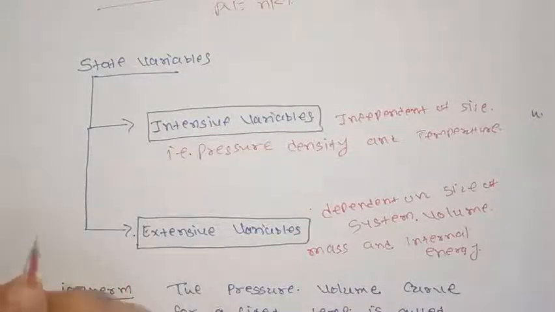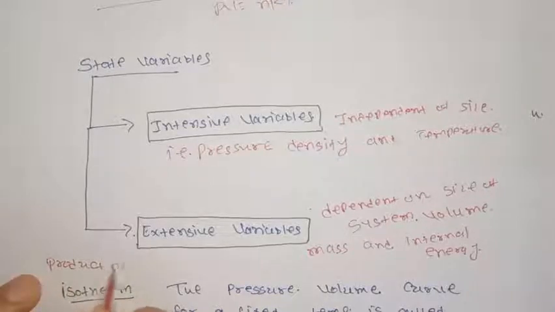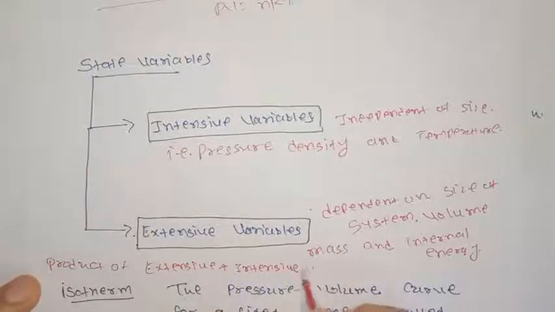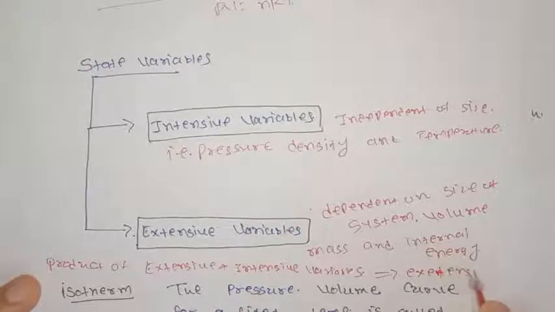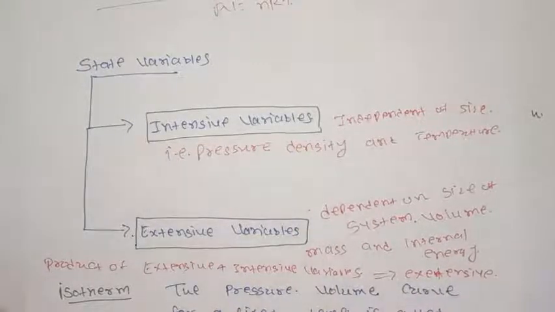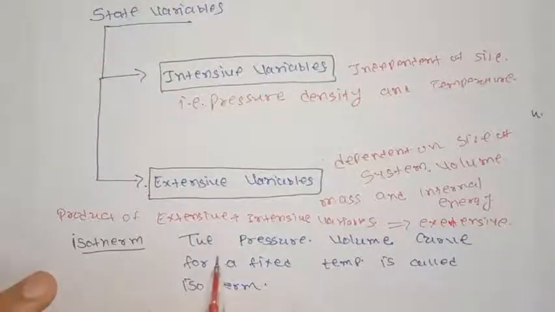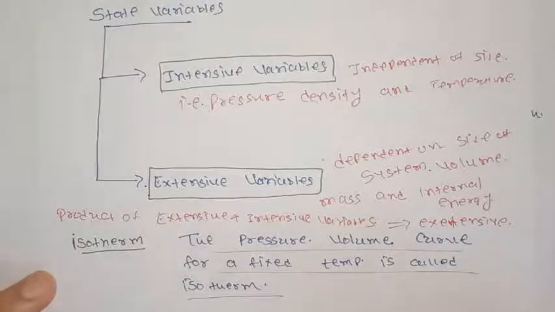Let us note that the product of extensive and intensive variables is extensive because it will become size dependent. Let us understand a new term here, the isotherm. The pressure volume curve for a fixed temperature is called isotherm. That is, a graph for an isothermal situation is called isotherm.